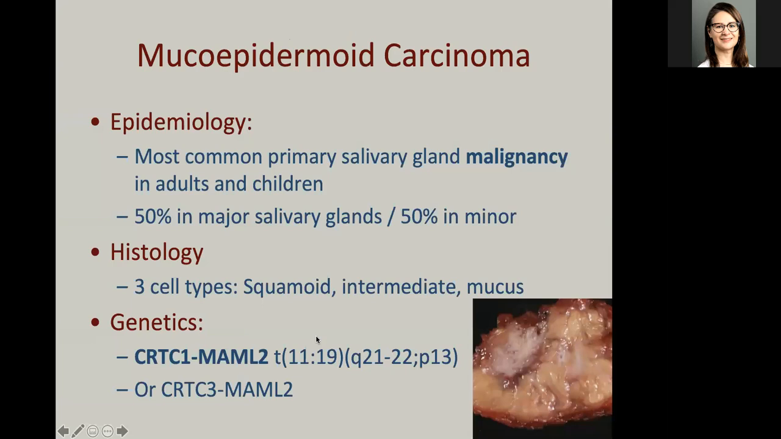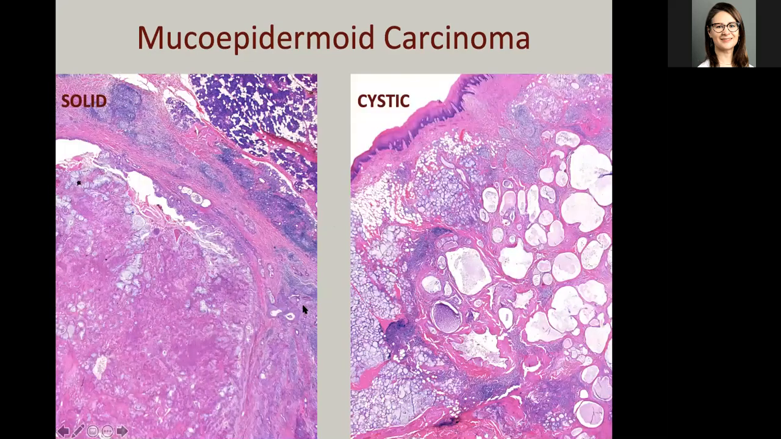So muco-ep, as we mentioned, is the most common primary salivary malignancy, both in adults and children. So never forget, kids can get salivary gland tumors, kids can get muco-ep. The three cell types we're going to see are squamoid, intermediate, and mucinous. The genetics in these are CRTC1, MAML2, or CRTC3. Very characteristic and seen in a very high percentage of muco-eps.